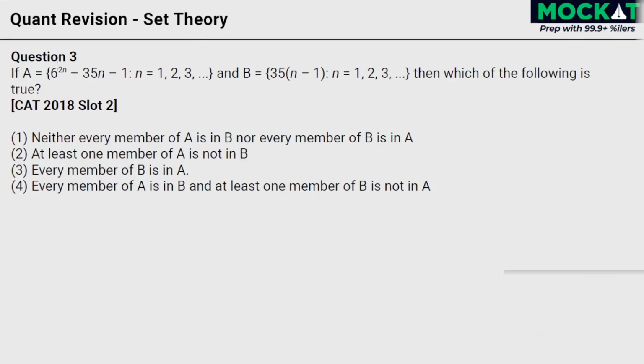Okay, so let's look at question 3 over here. So question 3, a couple of ways of doing this. If A equals 6 power 2n minus 35 to the power, 35n minus 1, where n is 1, 2, 3, and so on, and B is 35 into n minus 1, and so on, which of the following is true? Neither every member of A is in B, nor every member of B is in A. At least one member of A is not in B. Every member of B is in A. So all of that.